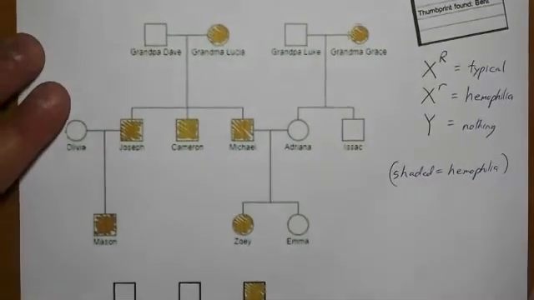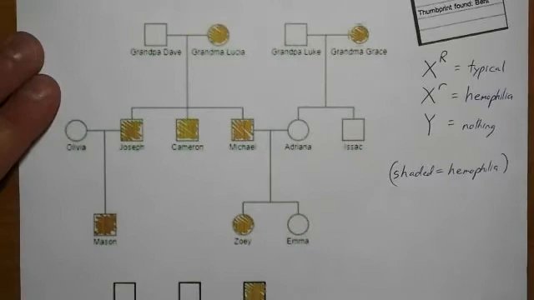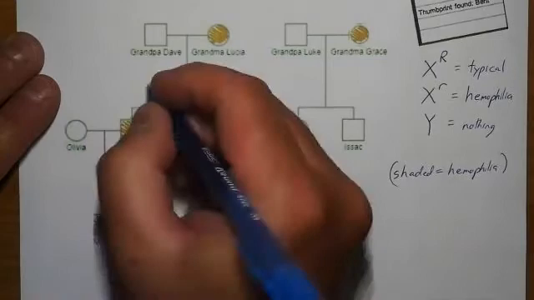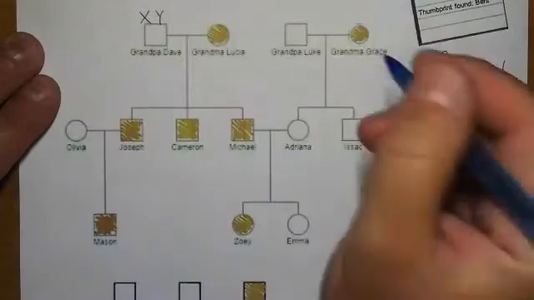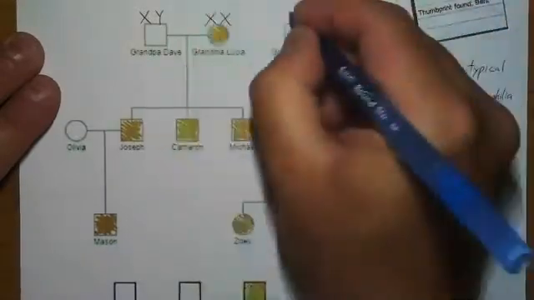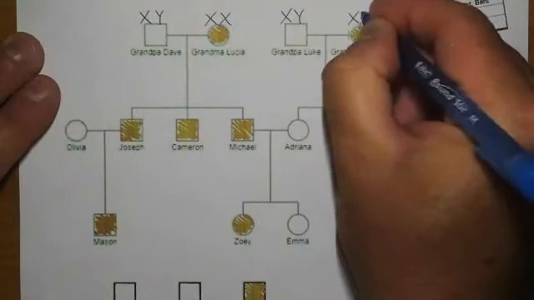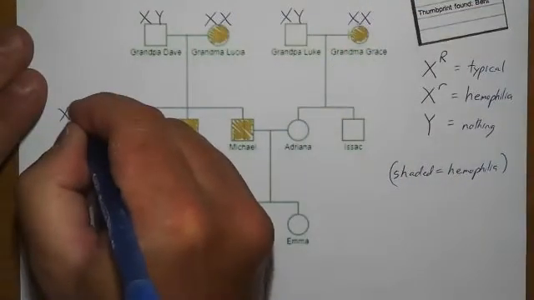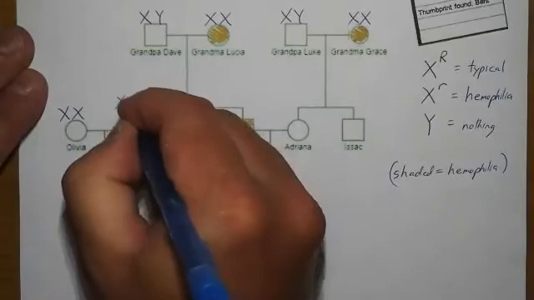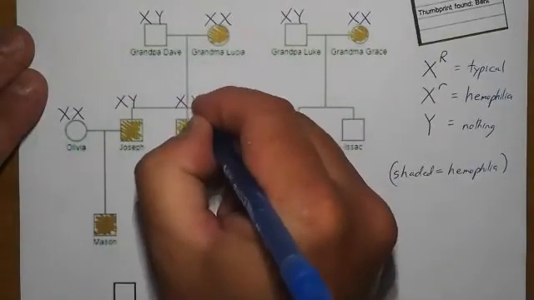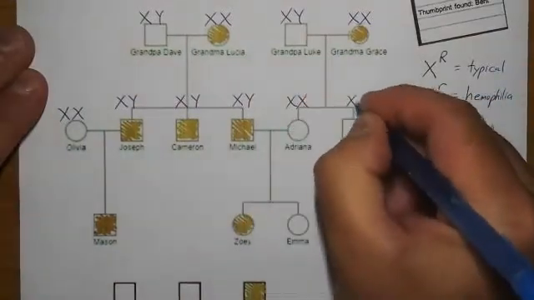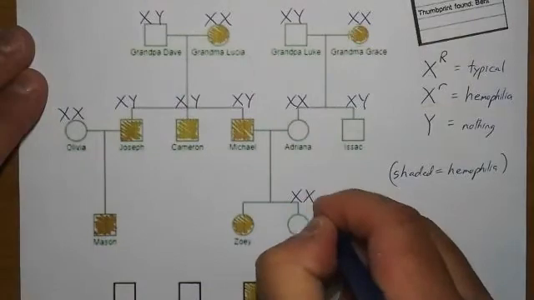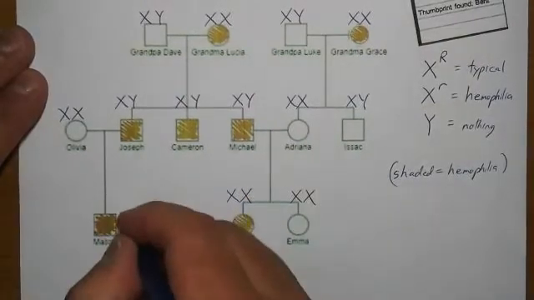Okay, so where do we start when it's sex-linked? You start with the sexes. Let me just go with X's and Y's. So if this is grandpa, to be a boy, it's got to be X, Y. Grandma, X, X. Grandpa, X, Y. Grandma, X, X. Olivia is a girl, XX. Joseph is a boy, XY. So 3 boys, a girl, a boy, a girl, a girl, a boy.